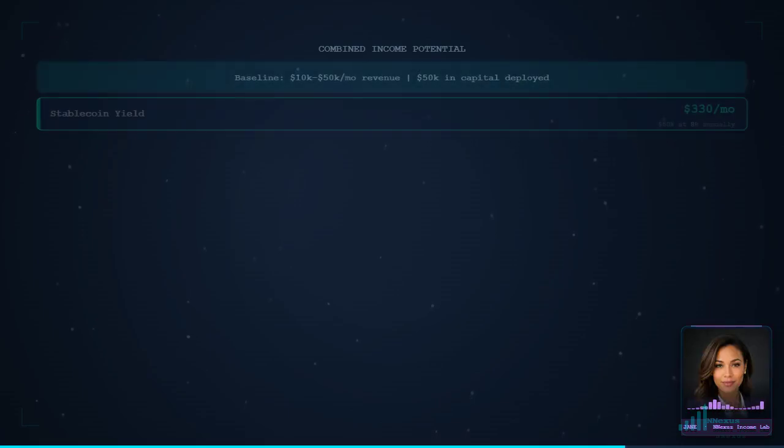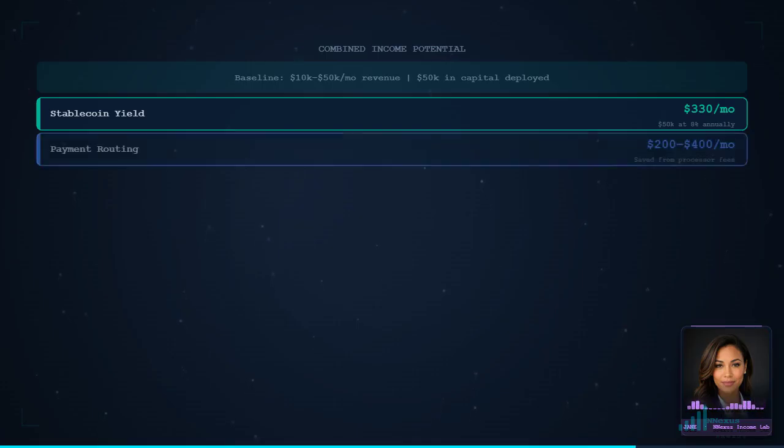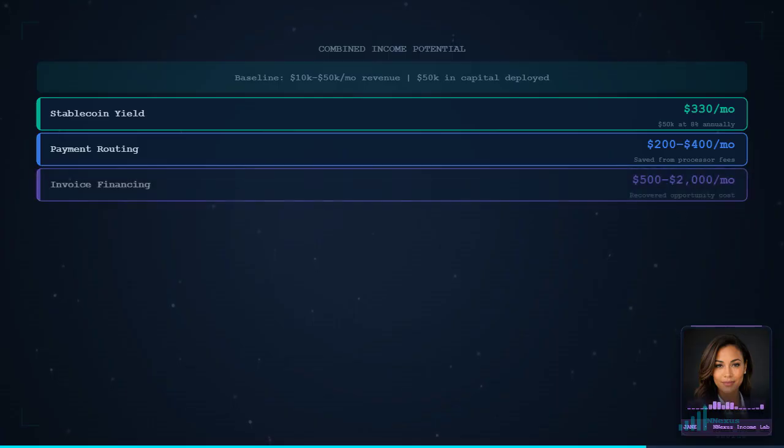Here is how these 5 workflows combine. Stablecoin yield runs on idle capital. Payment routing runs on every transaction. Invoice financing runs on every large invoice. Portfolio rebalancing runs on your investment accounts. Arbitrage signals run when conditions are right.